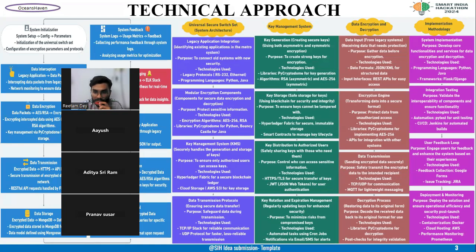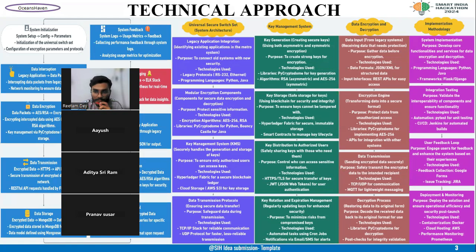Next, data transmission. The purpose is to safely transfer the encrypted data to the intended recipient. The technologies we are using are TCP/UDP for communication and MQTT for lightweight messaging. And next comes the decryption process. The purpose is to decode the received data back to its original format for use. The technologies used are PyCryptodome for decryption and PostCheck for integrity validation.